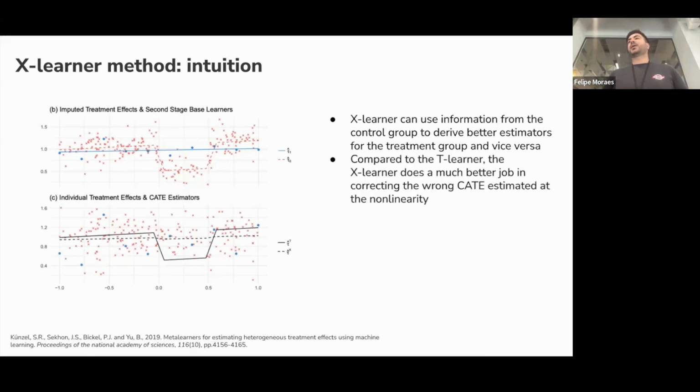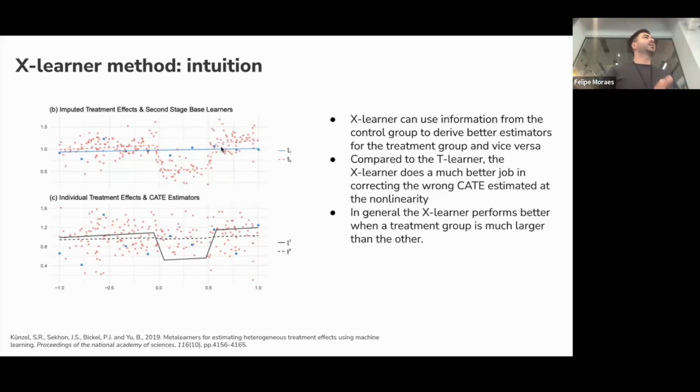Compared to the T-learner, the X-learner, if you see in the paper and the results, does a better job correcting this wrong estimation that has nonlinearity. And in general, the X-learner performs better, as I mentioned here, when one group is much larger than the other. It's not the final solution for not using the S-learner or T-learner, nor is the X-learner a combination of both. What it means is that the X-learner actually covers a bit of the drawbacks of the T-learner, right?